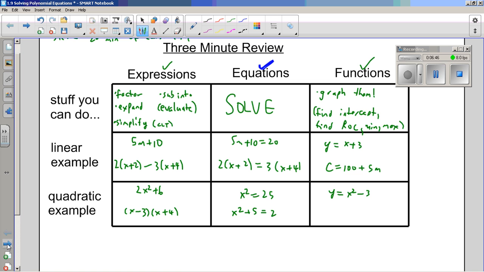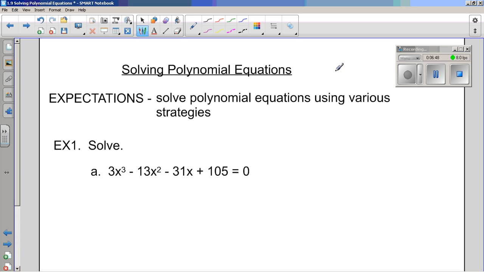Let's get on with today's lesson, though. Here we go, solving polynomial equations. Solve polynomial equations using various strategies. Now, notice this is a little different than what we've seen.